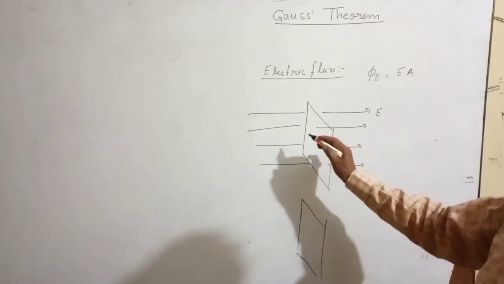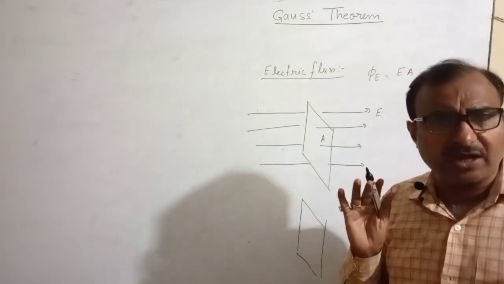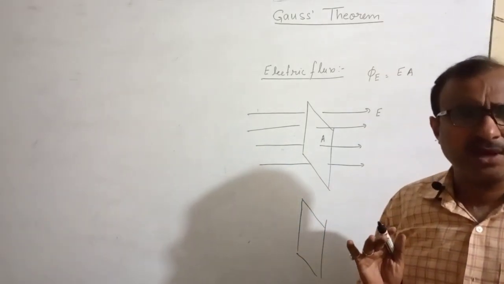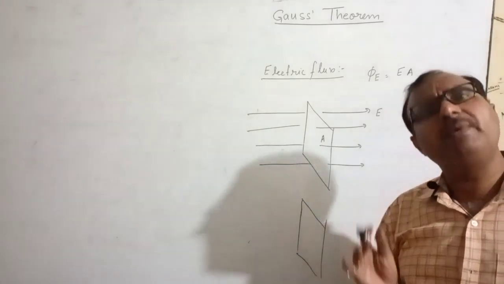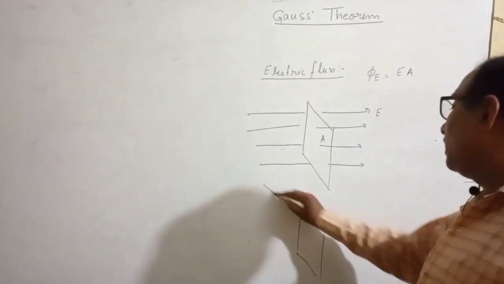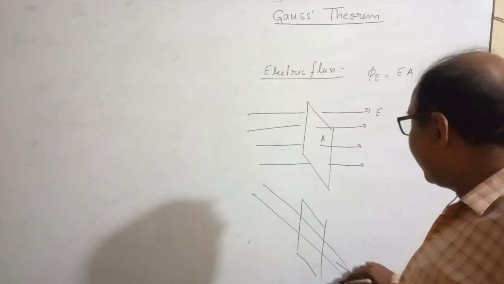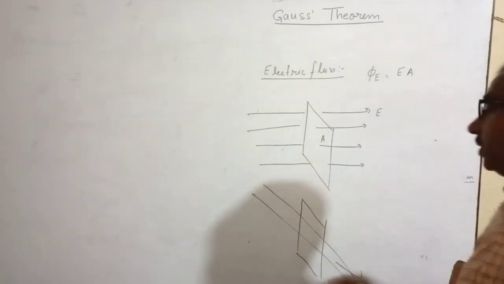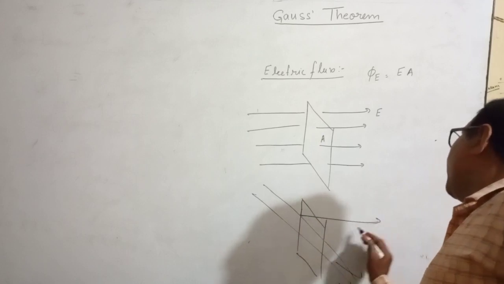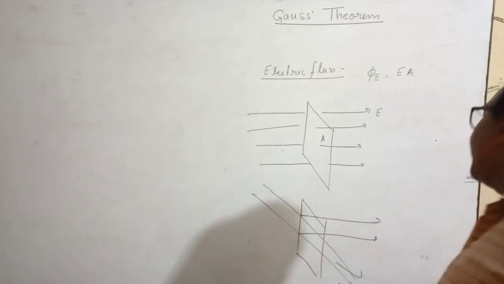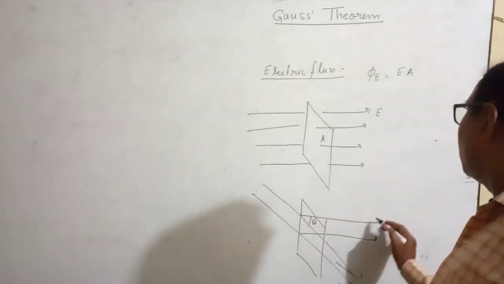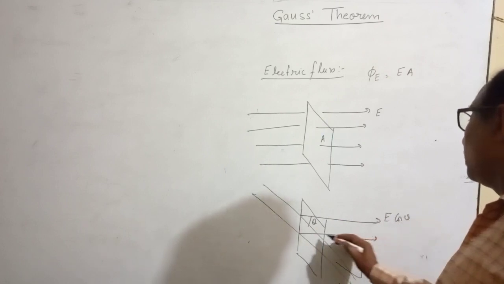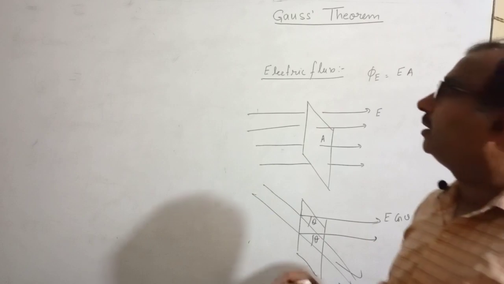Suppose that in this case I showed all the electric lines of force passing perpendicular to the plane, but it is not necessary that they all pass perpendicular to the plane. Maybe the lines of force are moving like this, not perpendicular. Then what will you do? You will take the perpendicular component, that is E cos theta.